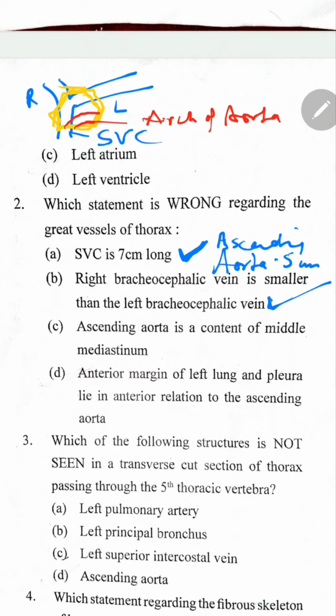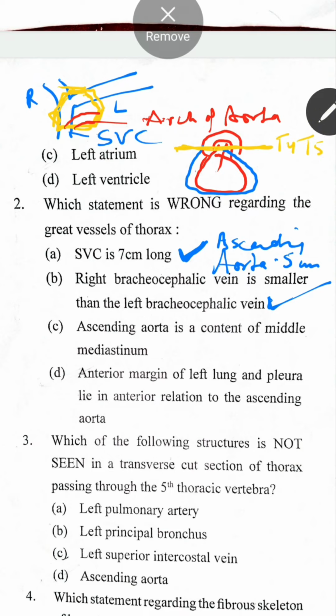I have started uploading lectures on the heart also. So remember, you have this, this is the pulmonary trunk, and behind that is this arch of aorta. This is the ascending aorta. This portion here, this much portion, is covered by pericardium. And don't forget that this is the manubriosternal joint, and this lies at the level of the T4-T5 junction.